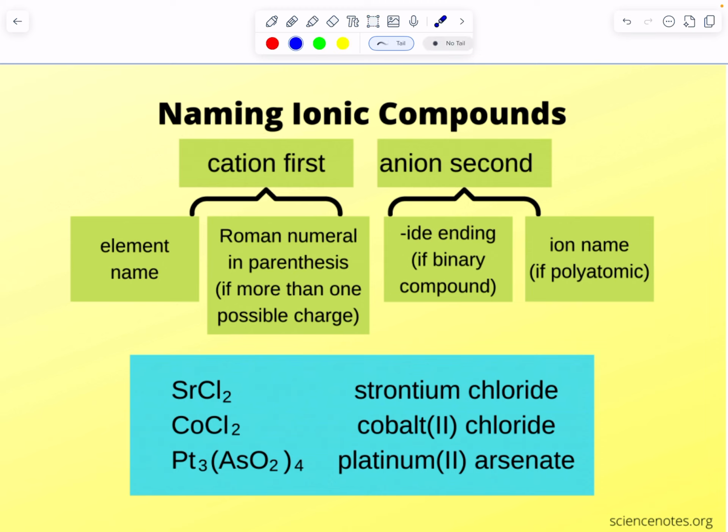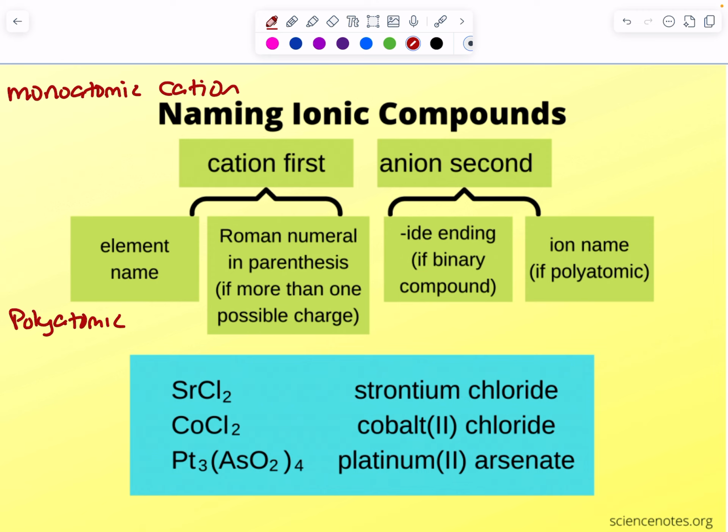Everyone should know that naming ionic compounds requires a cation that's written first and an anion that's written second. There are two types of cations that you can come across: a monoatomic cation and a polyatomic cation. So what does mono mean? Mono means one. So a one-atom cation. Basically, a fancy way of saying a singular atom with a positive charge.